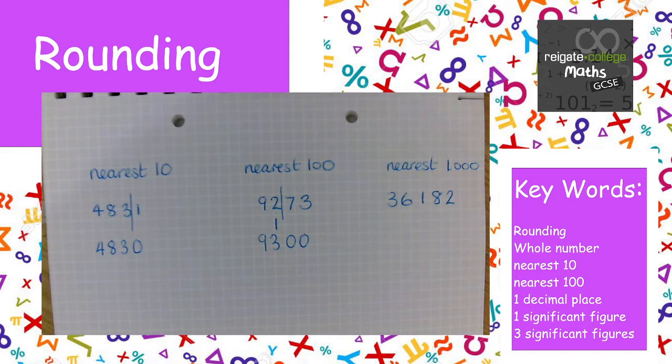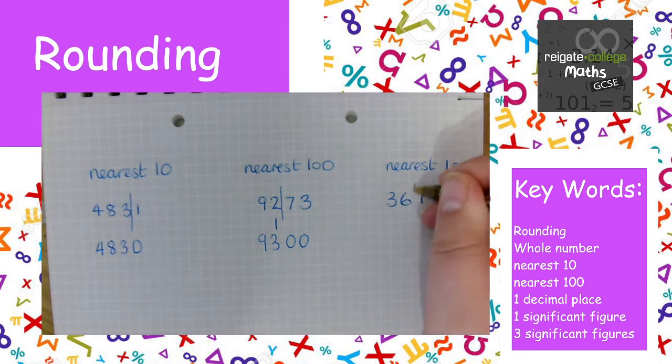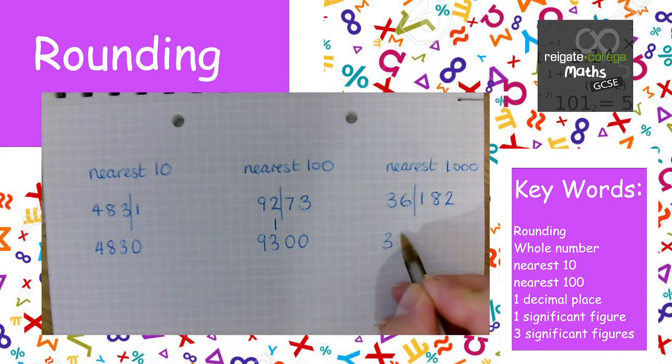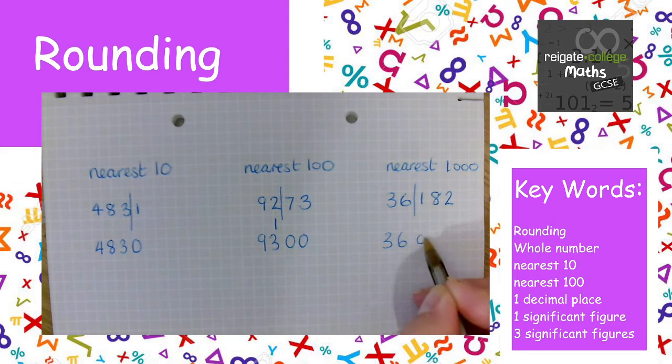And our final example, rounding to thousands, the nearest 1,000. Here's the number in our thousands column. So this is the point of rounding. Does the 1 have an effect on the 6? No, it doesn't. 36,000.